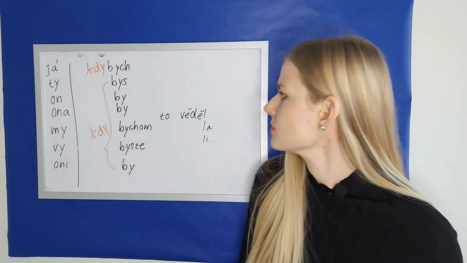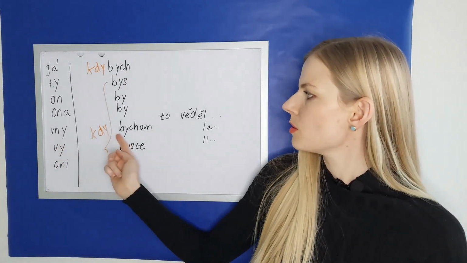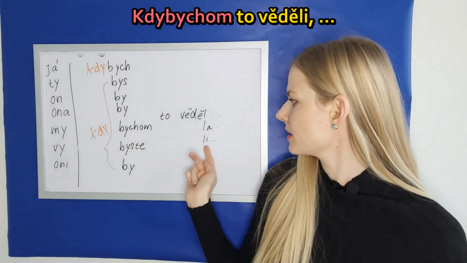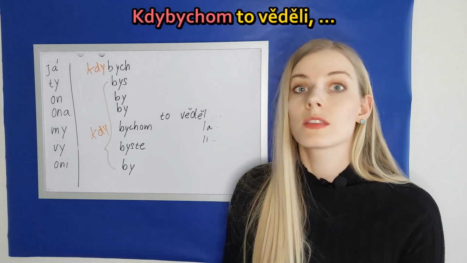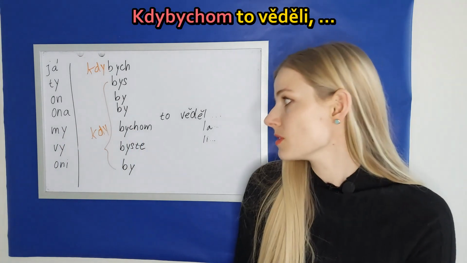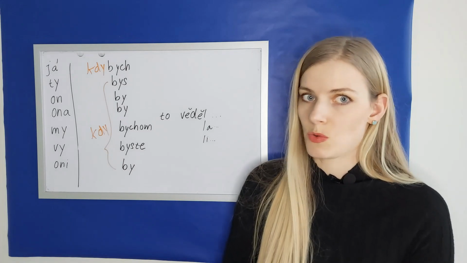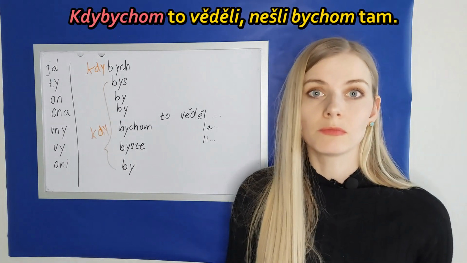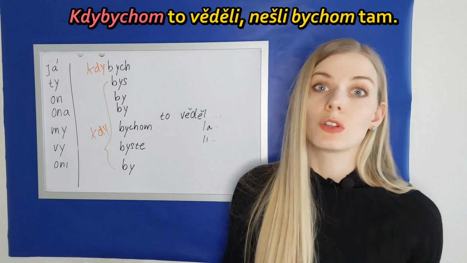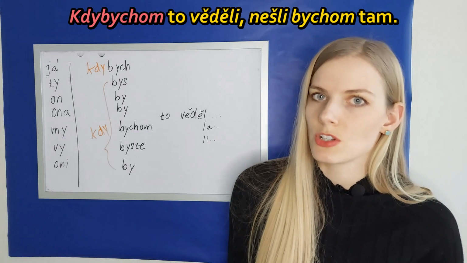How would you say if you knew that with me? It would be kdybychom to věděli. If we knew that. This is the condition. If we knew that. We need to know the rest of the story. What would happen if we knew that? Kdybychom to věděli, nešli bychom tam. We would not go there. The second part of the sentence is in the conditional.